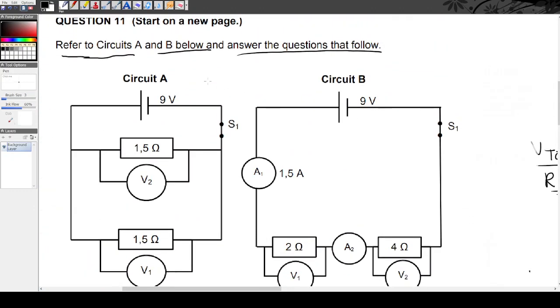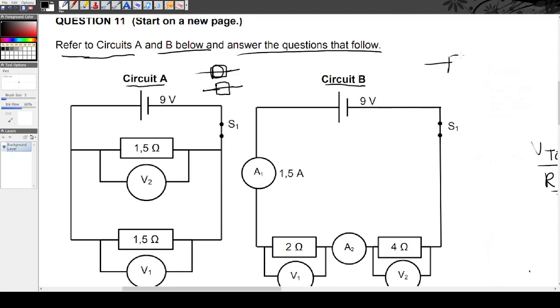Let's analyze these circuits. You are given 2 circuits, circuit A and circuit B. Circuit A is a parallel circuit. Why is it a parallel circuit? That's because the resistors that are given here are in parallel to each other. Remember, I'm assuming you watched video number 1, where we said a parallel circuit is where, if you have a resistor here, then a second resistor would be right below the first one. So they are parallel to each other if they are in this format.